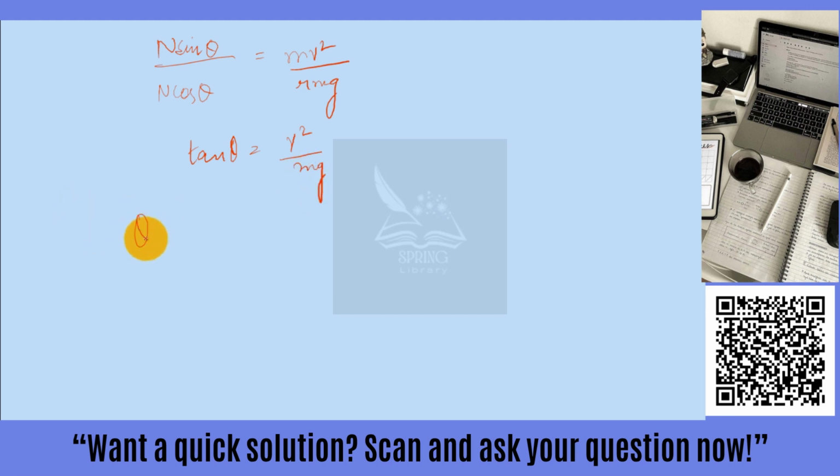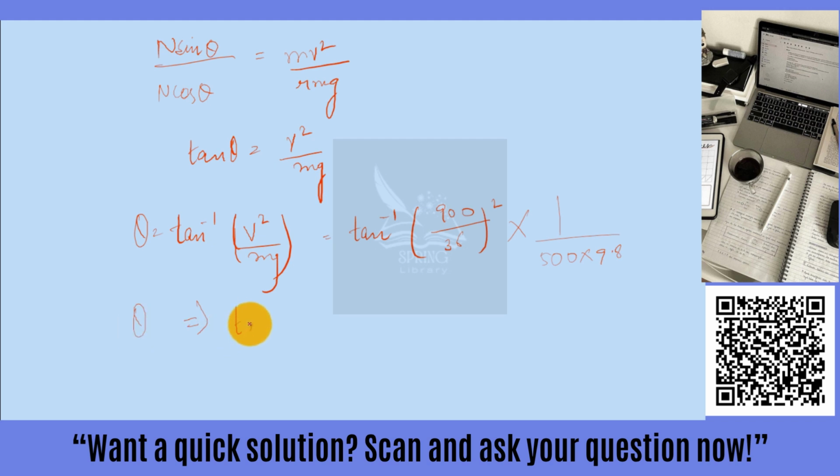Now, theta is equal to tangent inverse v square upon rg, which is equal to tangent inverse 900 divided by 500 into 9.8. We get theta is equal to tangent inverse 0.127, which is equal to theta is equal to 7.